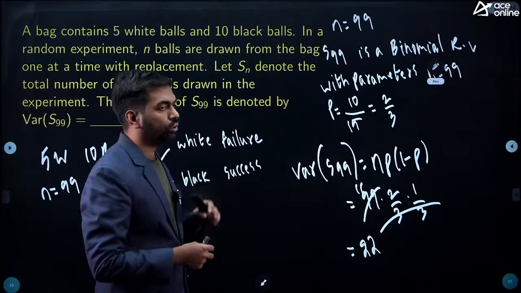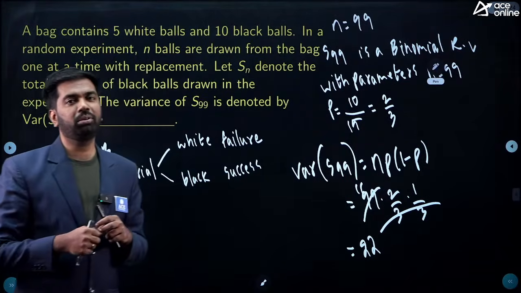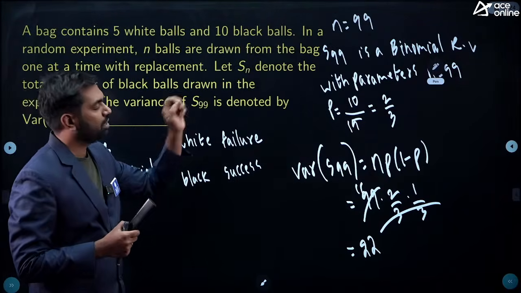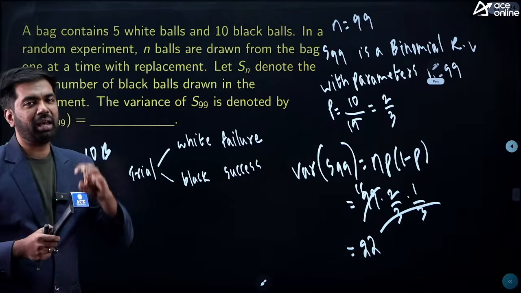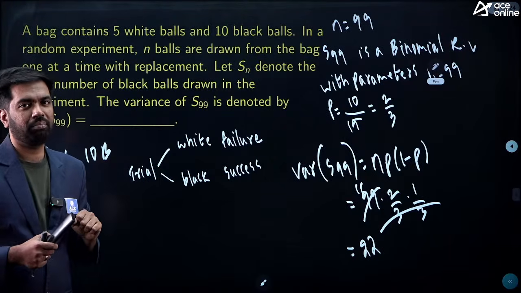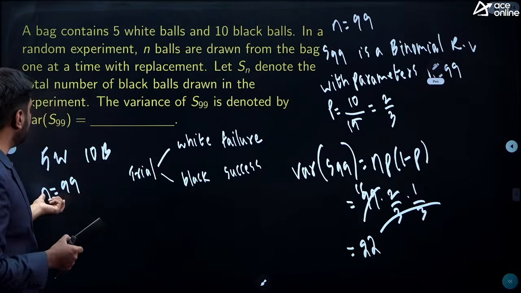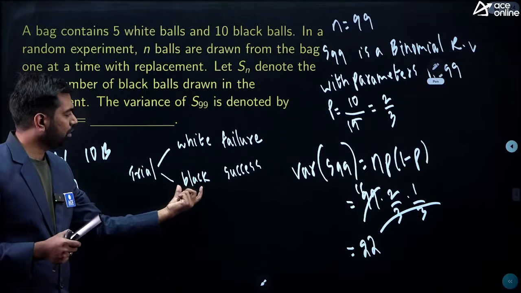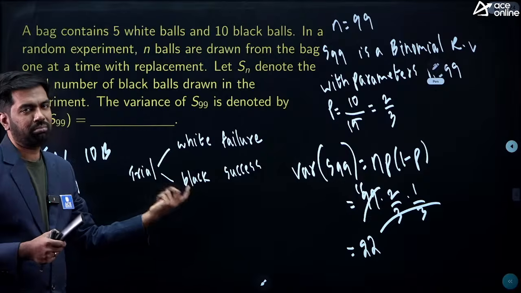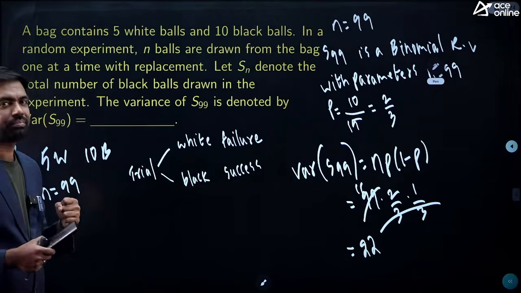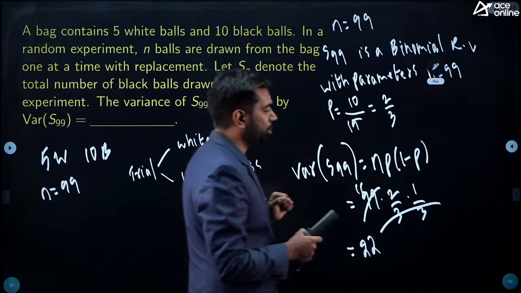So please go through this. This is a beautiful problem on binomial random variable. Here Sn is a binomial random variable with the parameters n comma p. They gave n as 99 and p is nothing but the probability of drawing a black object, because Sn denotes the number of black objects that are drawn. So a fantastic problem.